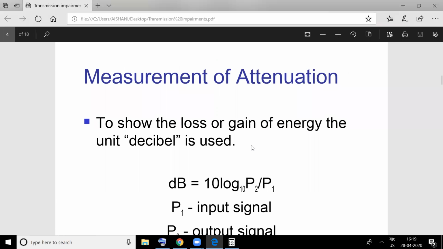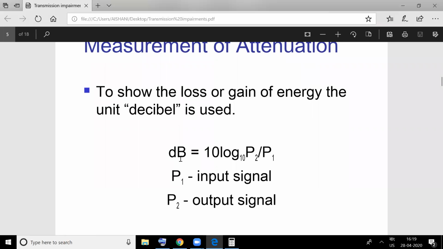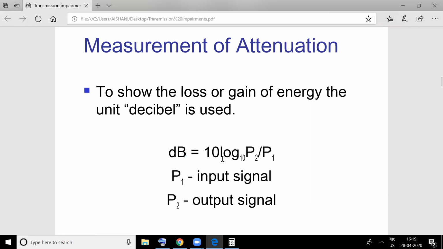Now, how can we measure attenuation? We can measure attenuation by using dB or decibel. What is the formula to measure it? It is 10 log P2 by P1 to the base 10. What are P2 and P1?